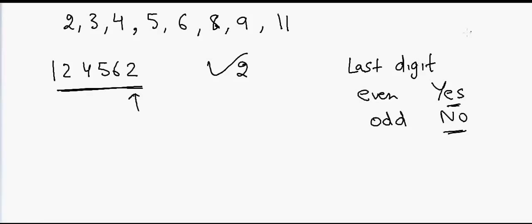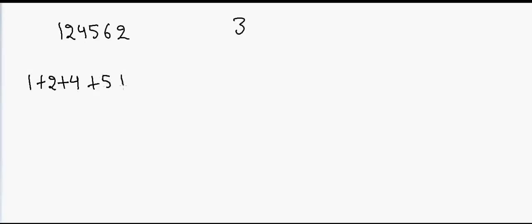Now let's talk about division by 3. If I have 124562 again, and I'm looking at whether it's divisible by 3 or not, in that case I'll add all these digits together. So I'll say 1 plus 2 plus 4 plus 5 plus 6 plus 2. That gives me 3, plus 4 is 7, 7 plus 5 is 12, plus 6 is 18, plus 2 is 20.